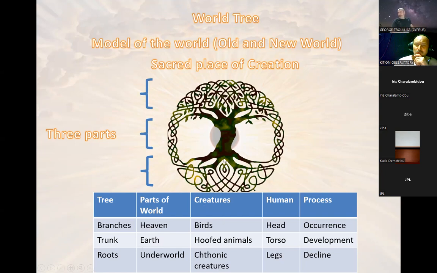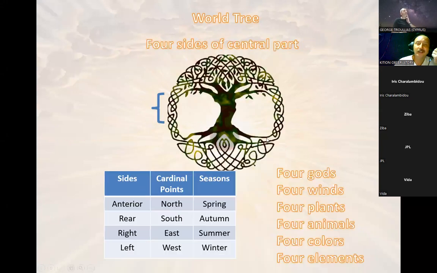There are creatures on this world tree, birds always on the top, chthonic creatures, frogs and snakes, always at the bottom. And in the central part, we constantly see hoofed animals like elks, like horses, and so on. If a tree represents a human, it is head, torso, and legs. It could even represent something imaginary, like a process, then it is occurrence, development, and decline. So many different parts of these three regions could be connected with it.